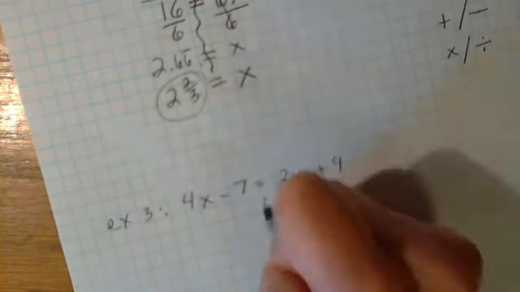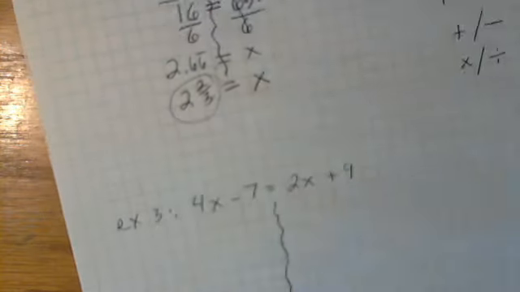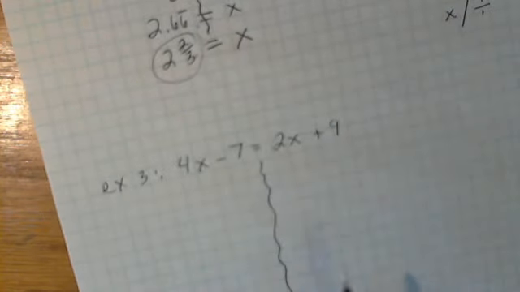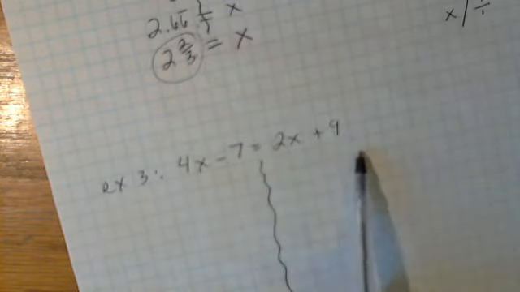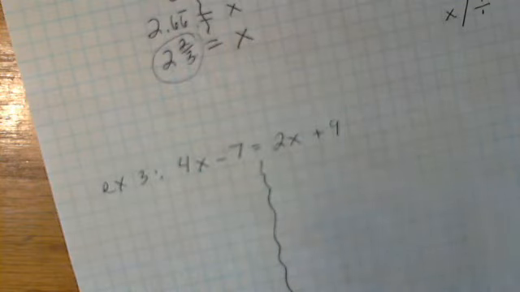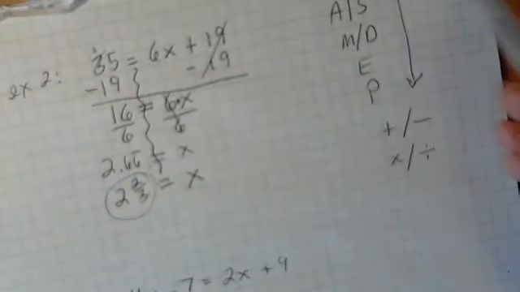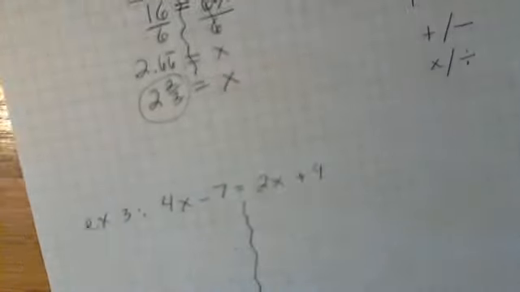Alright, now draw a wavy line down your equal sign, and notice this equation is different because there's an x term on both sides of the equation. An x term on both sides of the equation. But don't panic, because this is no different than solving the last 2 equations. We're just going to use the order of operations backwards to start undoing things.